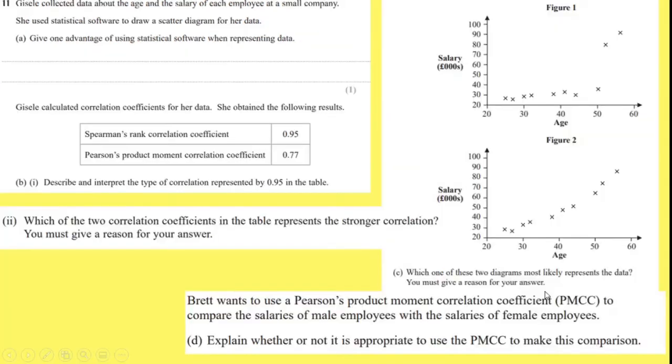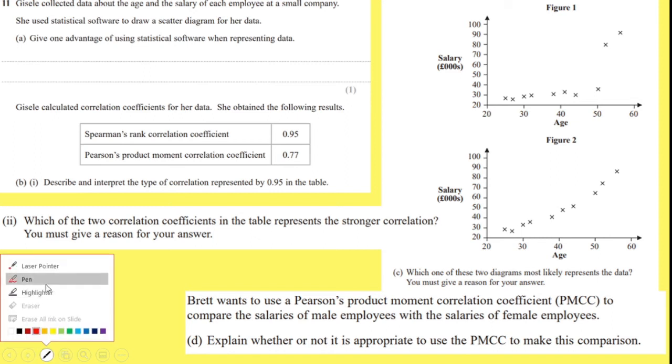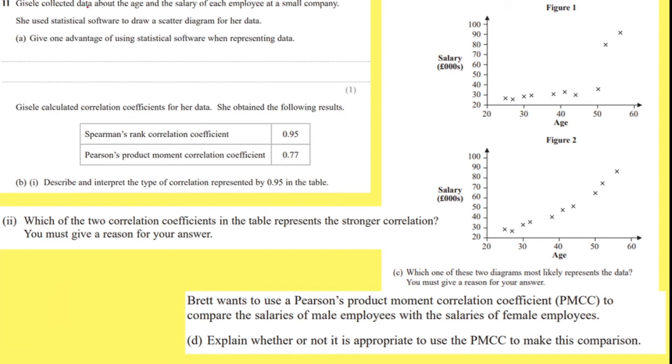Okay. Have we got it right? Gazzelli collected data about the age and salary of a small company. She used statistical software to draw a scatter graph. Okay, give one advantage. You can say reduces human error. It's quicker, it's easier, something like that. Right. So she's got 2 correlations. Spearman says 0.95 and Pearson says 0.77. Describe and interpret the type of correlation. Right. Describe, I'd say it is a strong positive correlation. Interpret, I will say that as the salaries increase, the age also increases. Okay. It's important to do both.